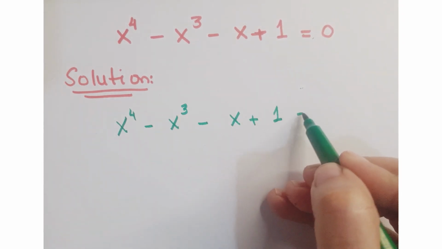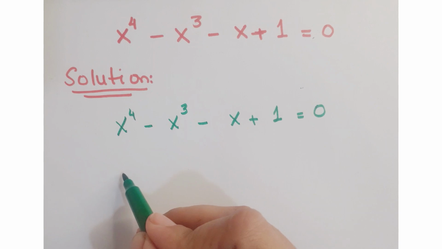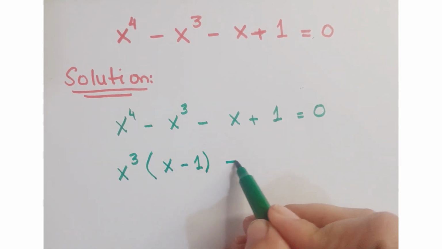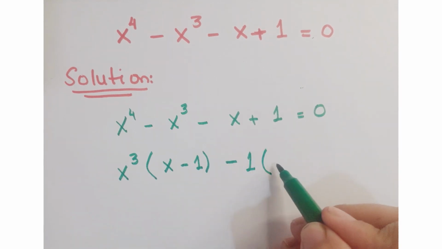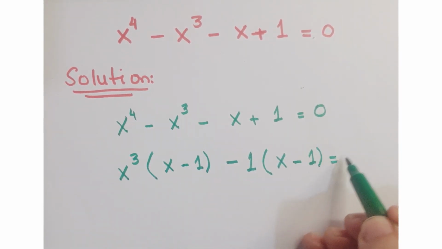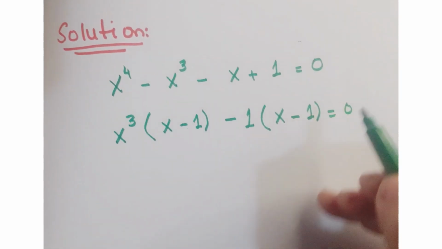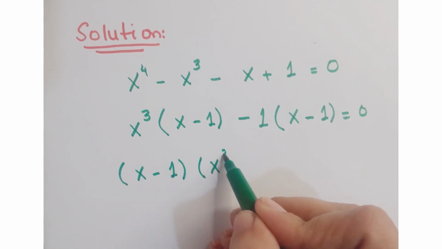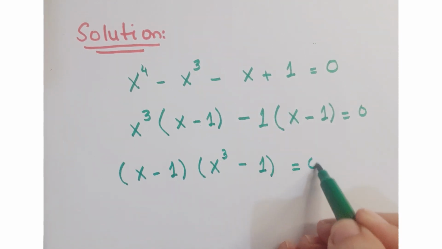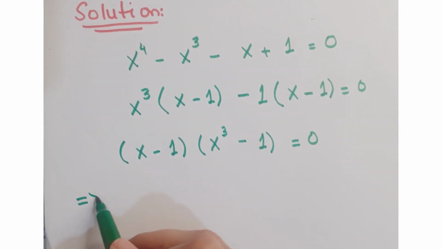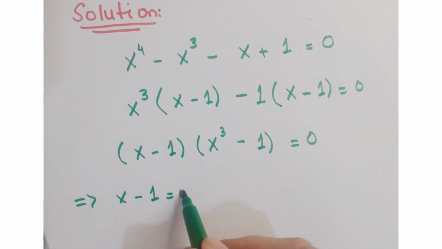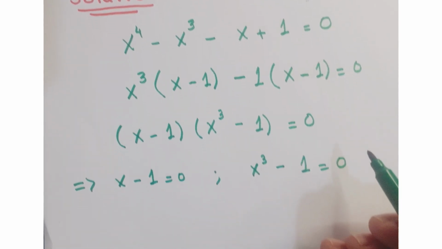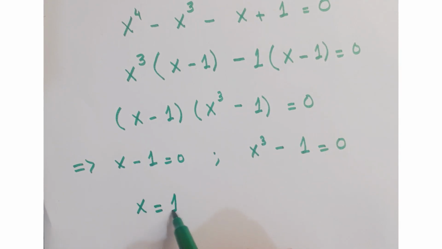we are going to take common in these two terms x cube. So you are left with x minus 1 inside the bracket. Further take here minus 1 common. So you have x minus 1 is equal to 0. Now out of these two terms, taking out x minus 1 common, so you have x cube minus 1 is equal to 0. Now this implies x minus 1 is equal to 0 and x cube minus 1 is equal to 0. Further you get x is equal to 1.